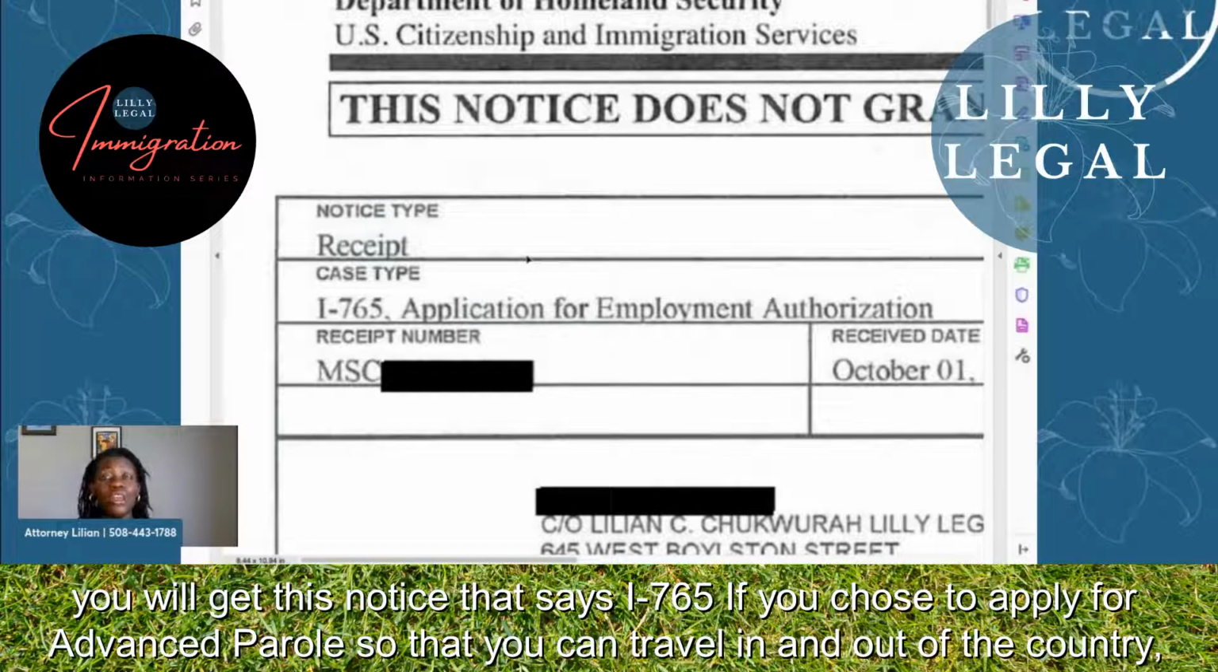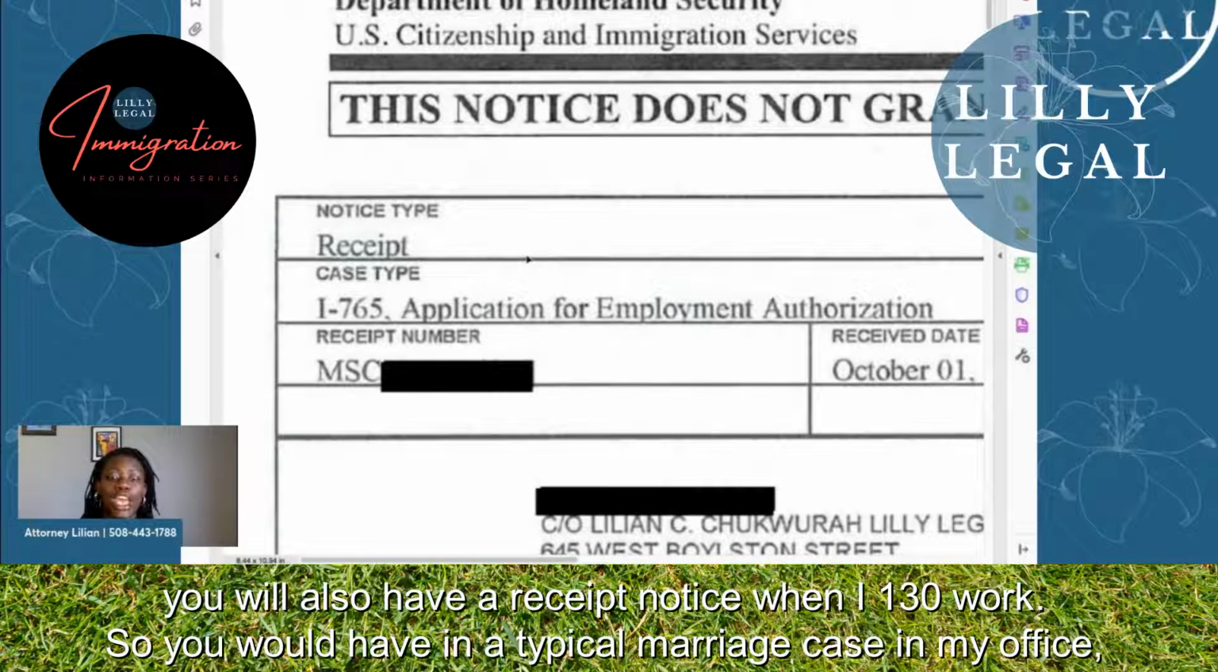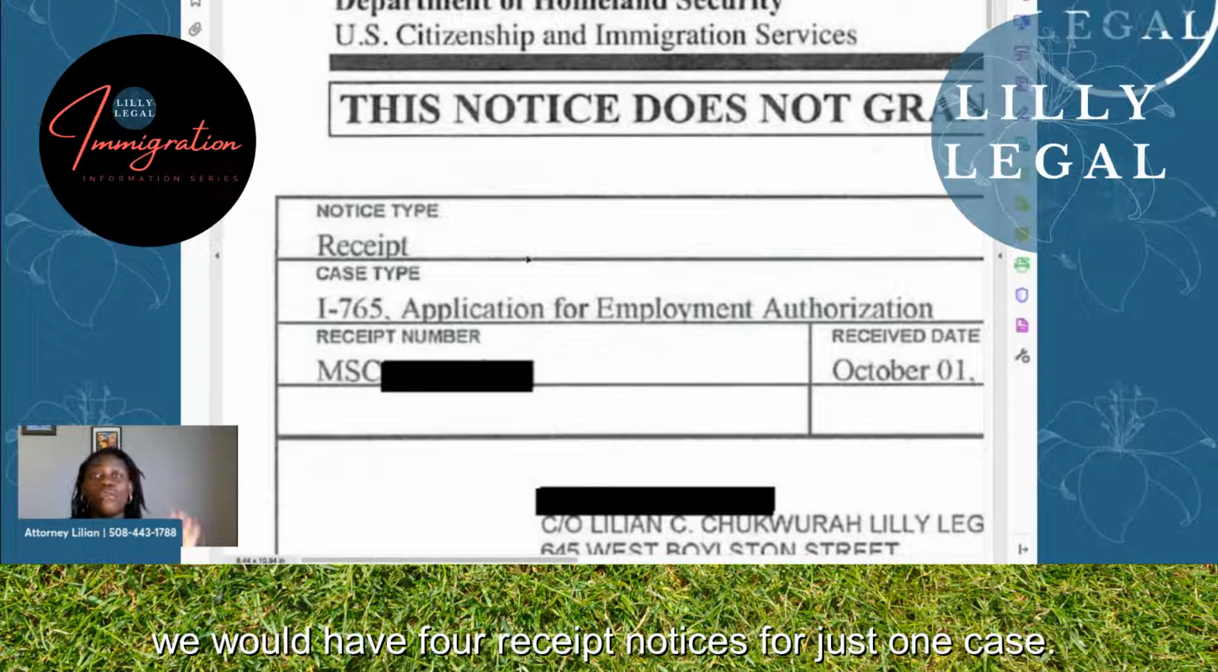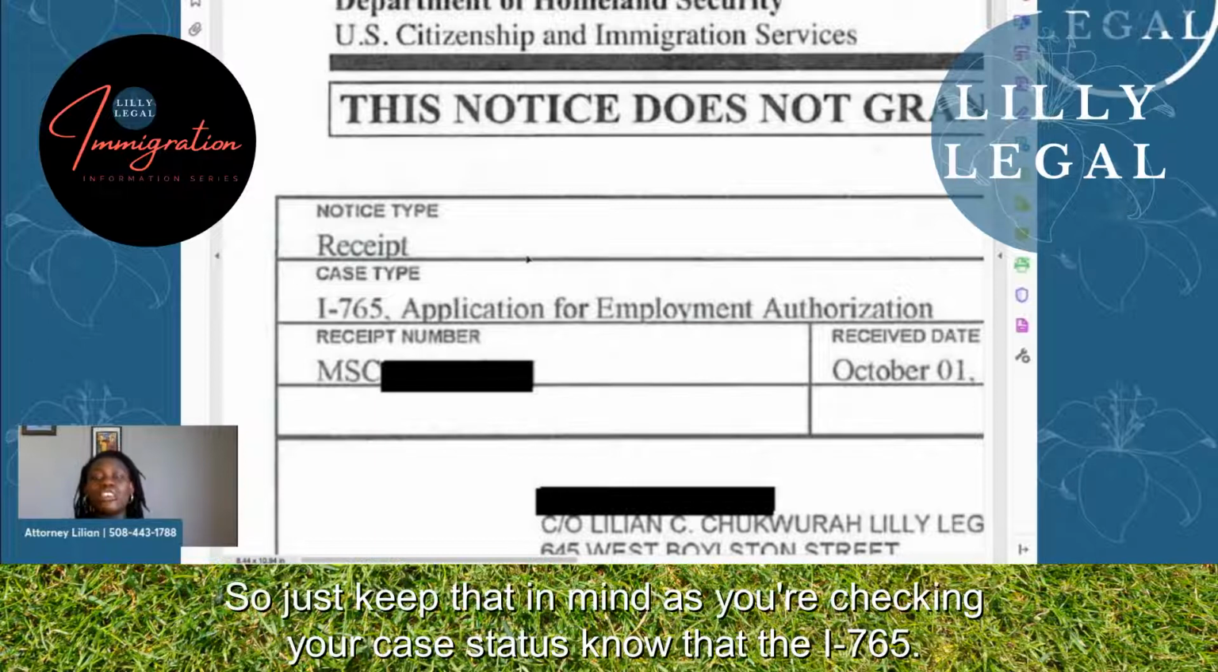If you chose to apply for advanced parole so that you can travel in and out of the country, you would also have a receipt notice for an I-131. So in a typical marriage case in my office, we would have 4 receipt notices for just one case. So just keep that in mind as you're checking your case status.